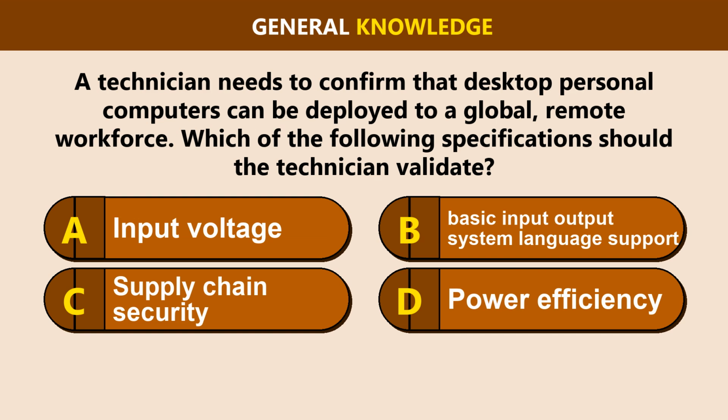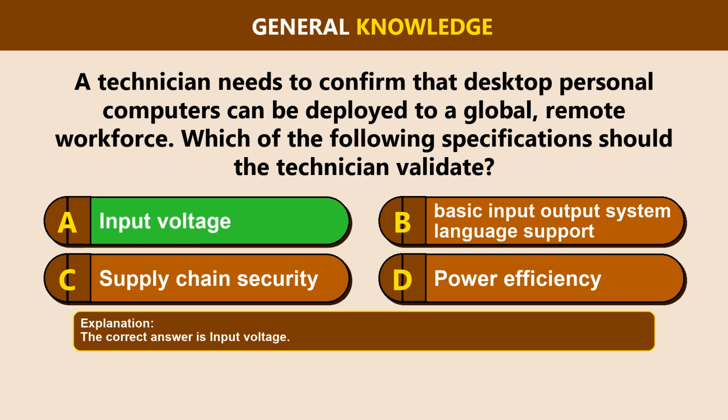Question 42. A technician needs to confirm that desktop personal computers can be deployed to a global, remote workforce. Which of the following specifications should the technician validate? Option A, input voltage. Option B, basic input-output system language support. Option C, supply chain security. Option D, power efficiency. The correct answer is option A, input voltage.